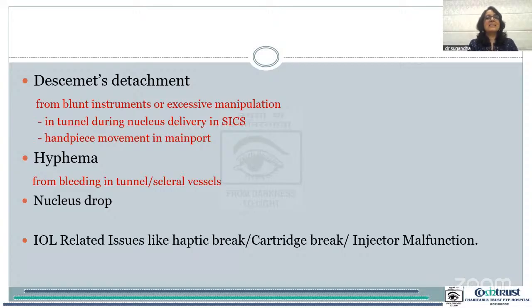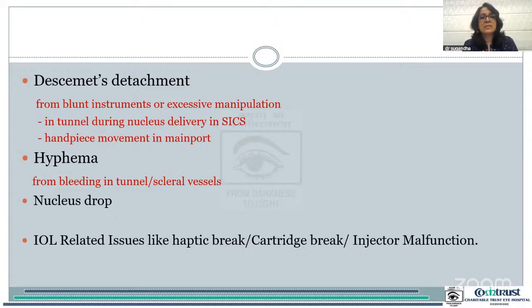And next is hyphema from bleeding in the scleral tunnel through the scleral vessels. An extreme case, nucleus drop, of course, is dealt with by a VR surgeon. And of course, I would like to mention the IOL-related issues in phacoemulsification. SICS, not much, pretty decent sized rhexis. You can easily rotate the IOL in the bag.